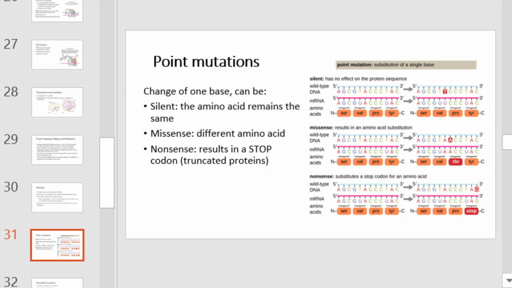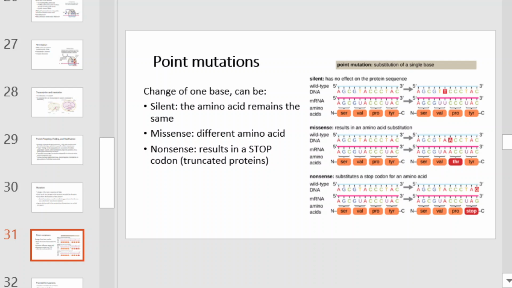This is an example of a point mutation. Point mutations occur when a single base is changed in a DNA strand. Point mutations can be silent, where the amino acid actually remains the same, even though the base has been changed. This is possible because of the redundant nature of our genetic code. There are many amino acids that have redundant or multiple DNA triplets, and subsequently RNA codons, that call for them.